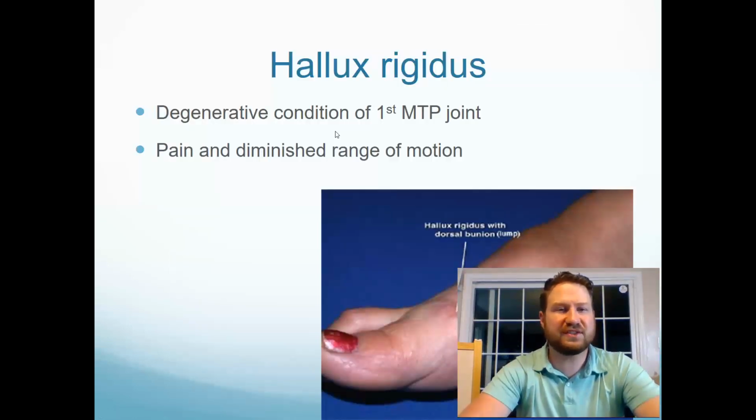Hallux rigidus. This is a degenerative condition of the first MTP joint with pain and diminished range of motion.